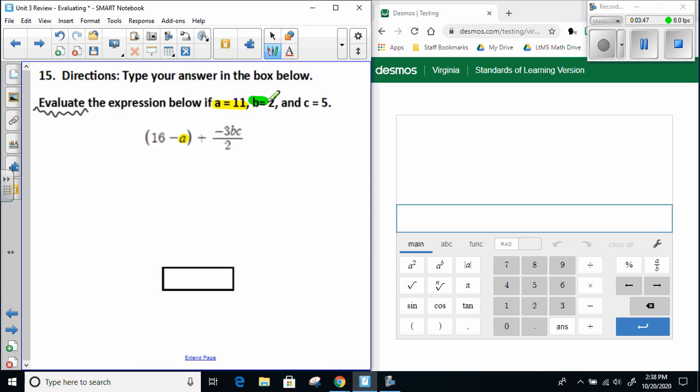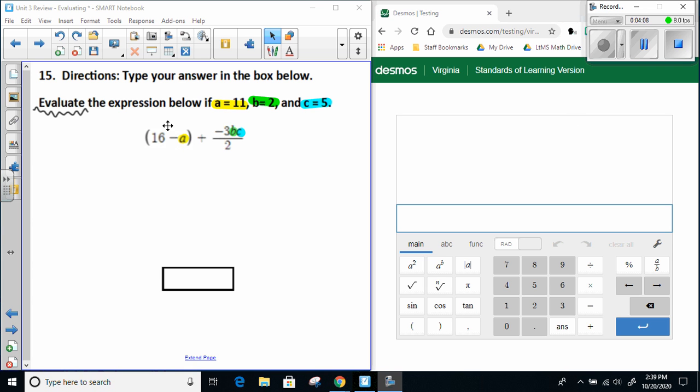The next value I see is that B equals 2. So I'm going to go down to my problem, and everywhere I see the letter B, I'm going to have to replace that with the number 2. And last but not least, I see that the value of letter C is 5. So looking at my expression below, everywhere I see the letter C, I'm now going to have to replace that with the number 5.